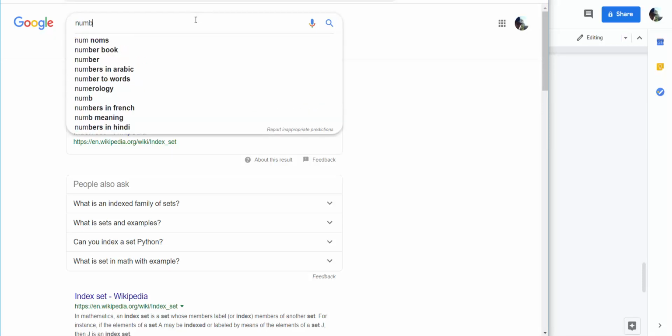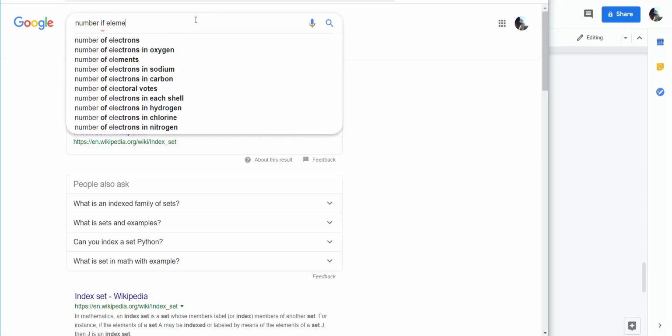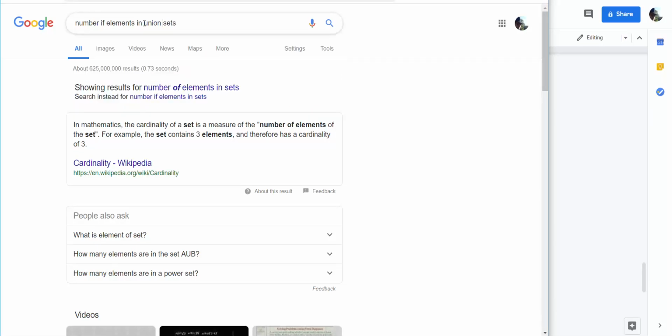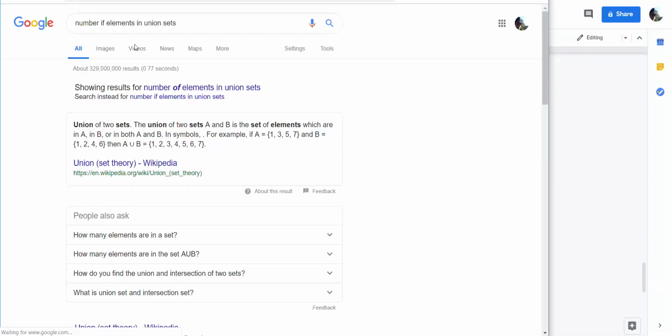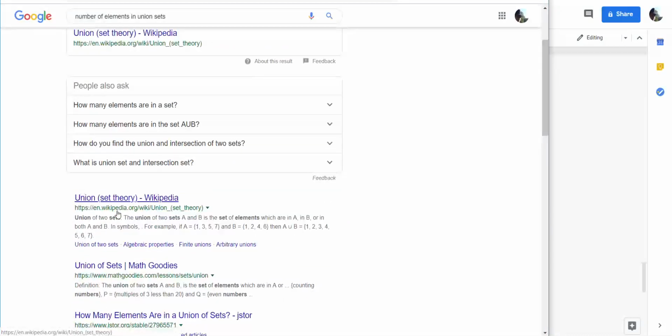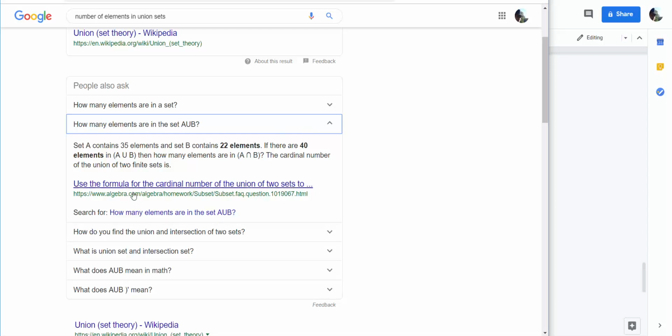And in union of sets, yeah. Number of elements in union set theory. So in this case, set A contains 35 elements, set B contains 22 elements. If there are 40 elements in A union B, then how many elements are in A intersecting B? Oh man, this is what we're looking for.